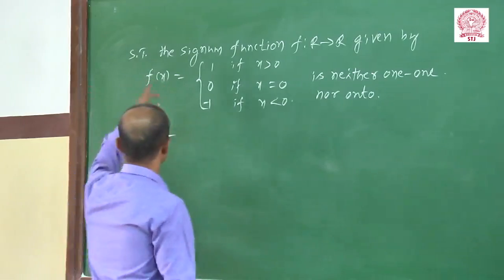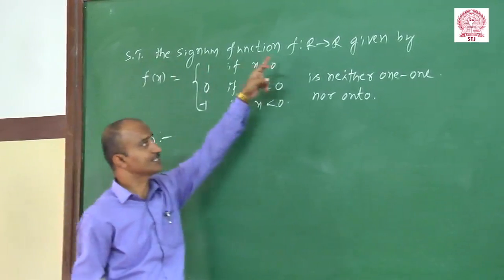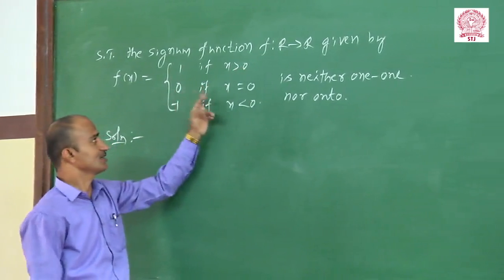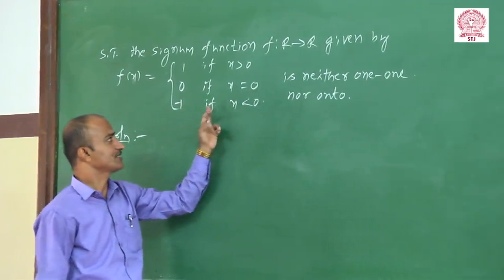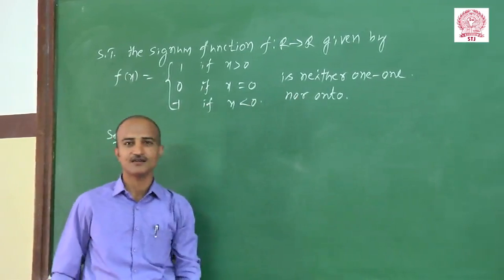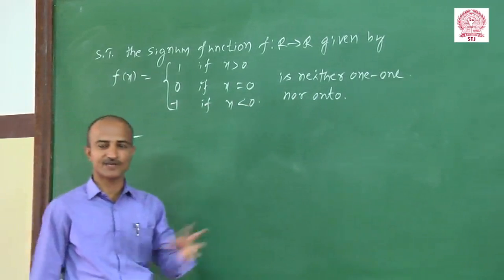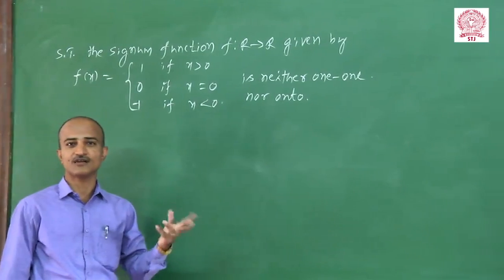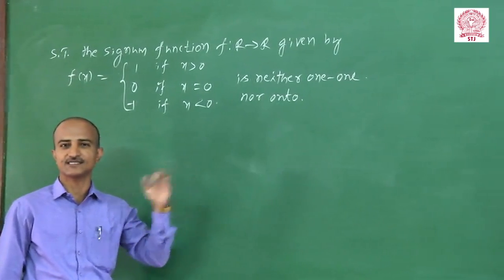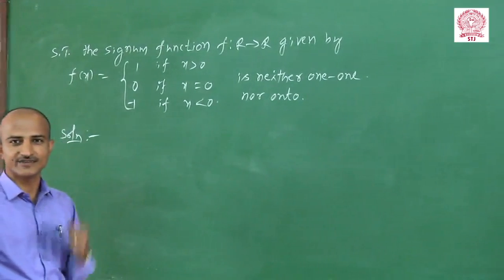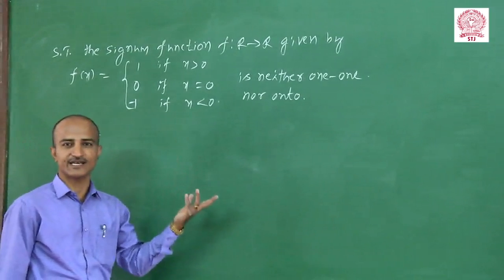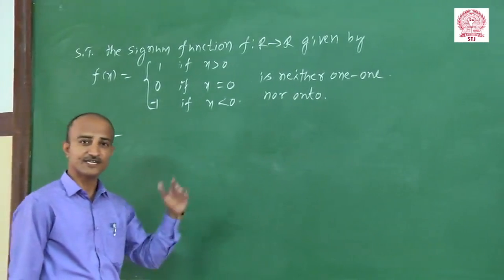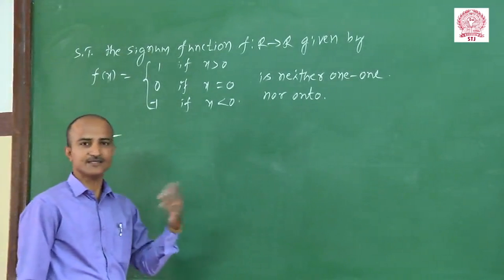So student, here we need to show that the signum function f from R to R given by f of x equals 1 if x greater than 0, 0 if x is equal to 0, minus 1 if x less than 0 is neither 1 to 1 nor onto. In the previous two examples we have seen where the greatest integer function and mod functions are neither 1 to 1 nor onto because they are not satisfying the conditions of injectivity and surjectivity. Likewise, here also we will examine whether this signum function satisfies the conditions of injectivity and surjectivity.